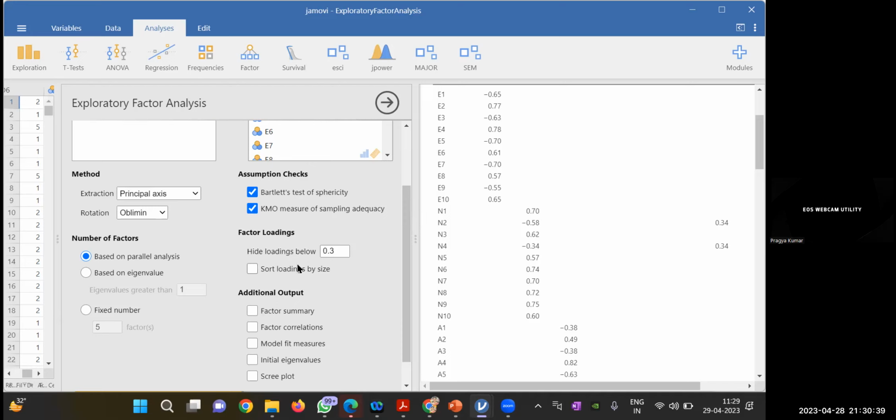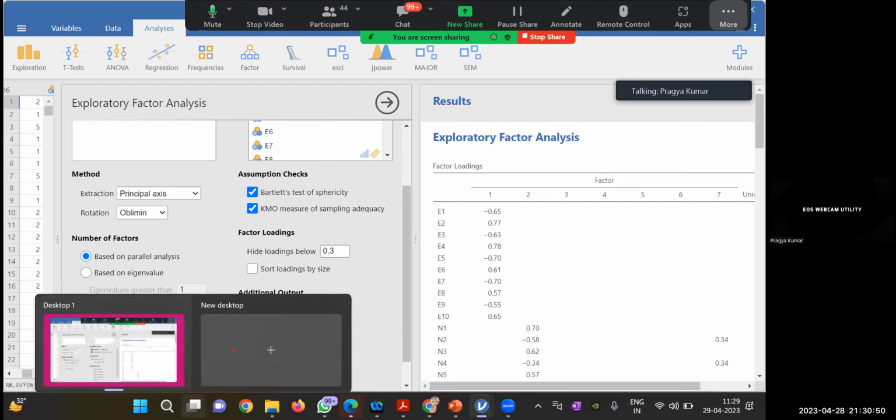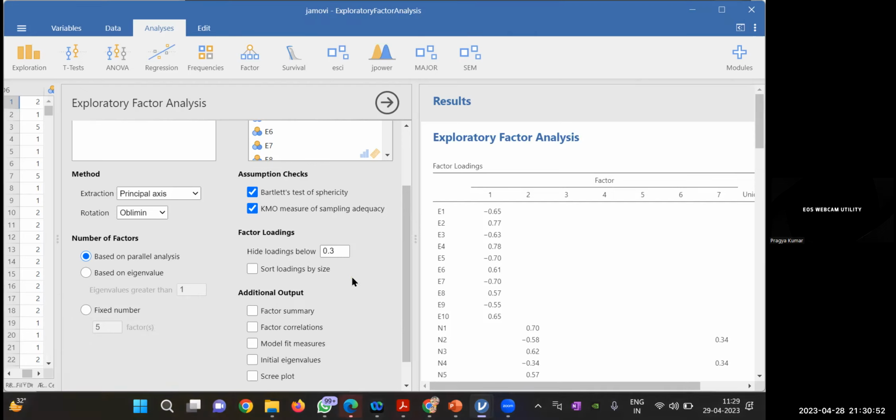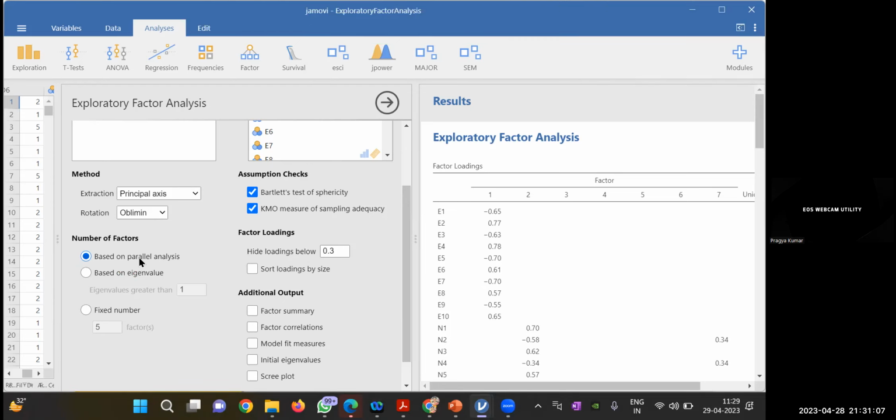So now you can see here, number of factors. How many factors should I keep? It has given me 7 factors. But I said that if you see this option, number of factors, there are 3 ways to calculate the number of factors: based on parallel analysis, based on eigenvalue, and fixed number. So I have clicked parallel analysis. This is considered the best.